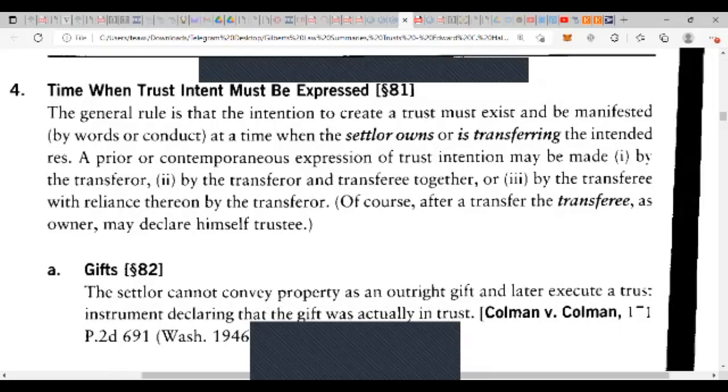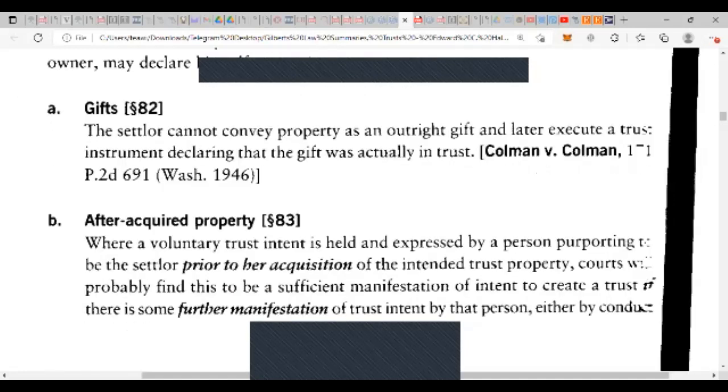A prior or contemporaneous expression of trust intention may be made, one, by the transferor, two, by the transferor and the transferee together, or three, by the transferee with reliance thereon by the transferor. Of course, after a transfer, the transferee as the owner may declare himself trustee. Gifts, Section 82.